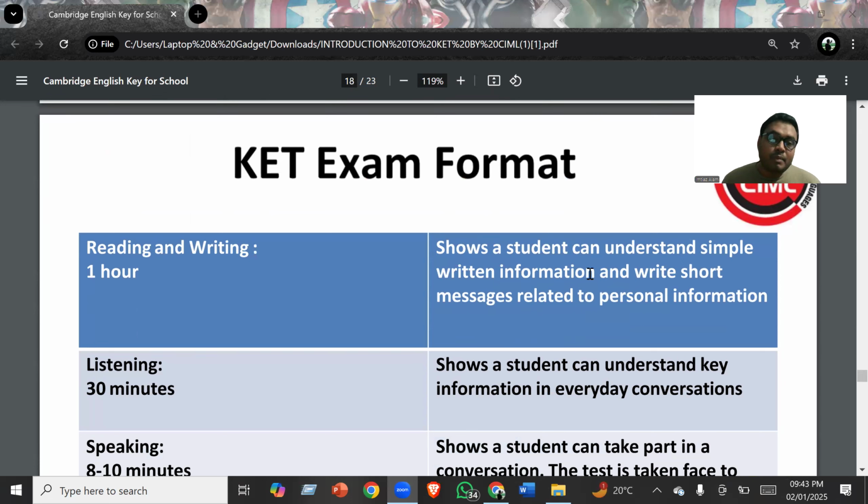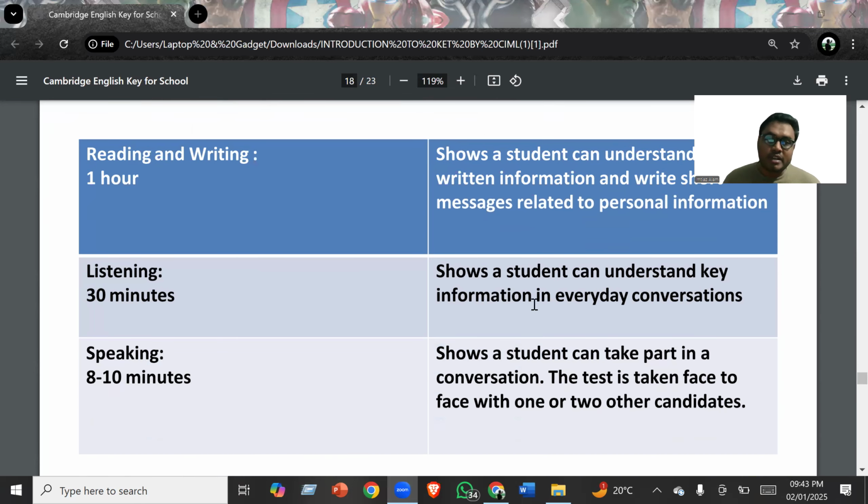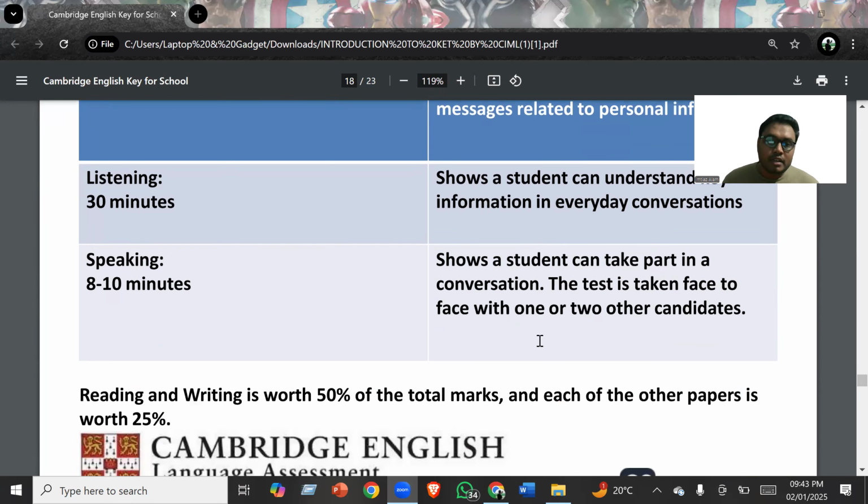Reading and writing will be about 1 hour. Your listening will be about 30 minutes and your speaking will be about 8 to 10 minutes. It depends on the teachers.